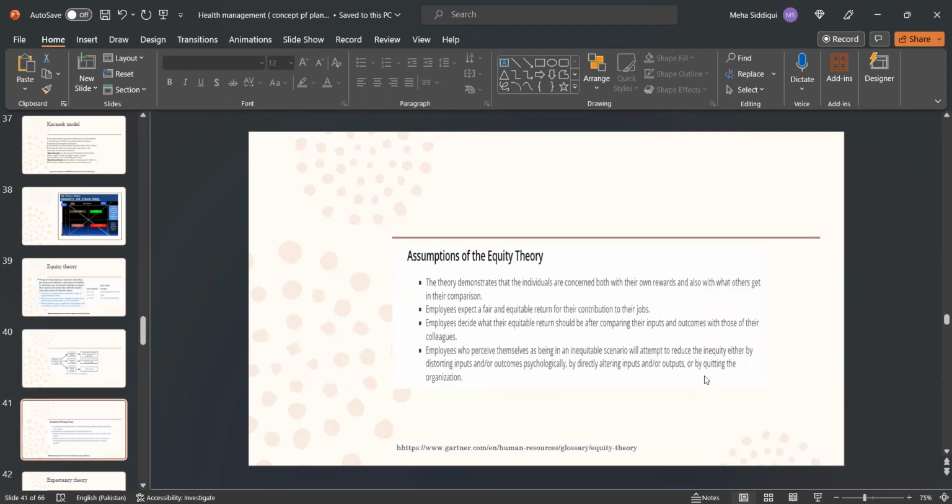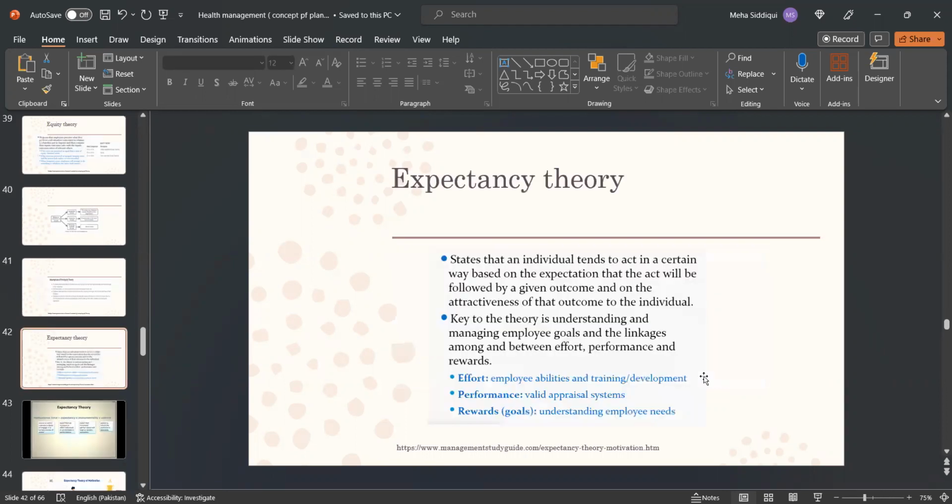Now, assumptions of this equity theory. The theory demonstrates that individuals are concerned both with their own rewards and also with what others get in comparison. Employees expect a fair and equitable return from their contribution to their jobs. Employees decide what their equitable return should be after comparing their inputs and outcomes with those of their colleagues. And employees who perceive themselves as being in an inequitable scenario will attempt to reduce the inequity either by distorting inputs or outcomes physiologically, psychologically, by directly altering inputs or outputs, or by quitting the organization.